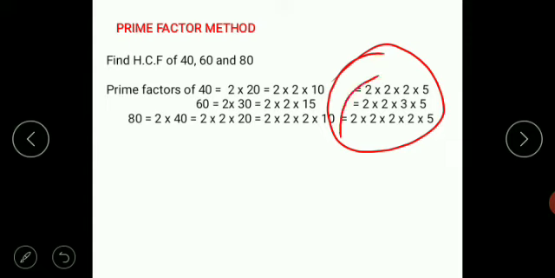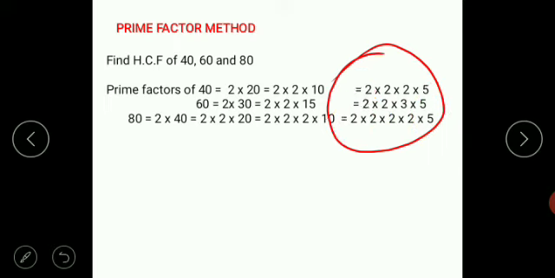See, this 2 is common. Okay. Now the second 2 is also common. And next what is common? 5 is common. So in all the 3, whatever is common, we have to write that one: 2 into 2 into 5.